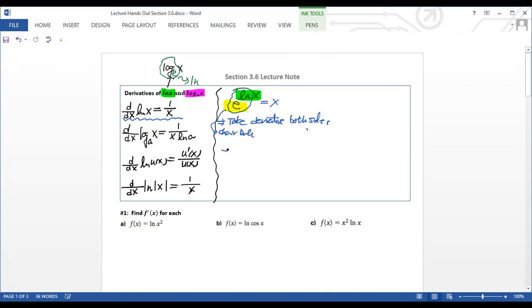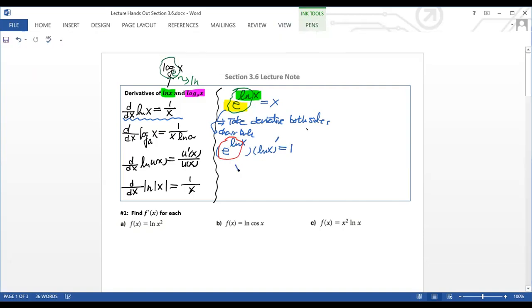Now the first layer will just be e to the natural log x, then you multiply by the derivative of the natural log x. That is what we want to find: the derivative of the natural log x. Then on the right-hand side, the derivative of x is 1, right? Now remember this is the inverse function, so these two cancel out.